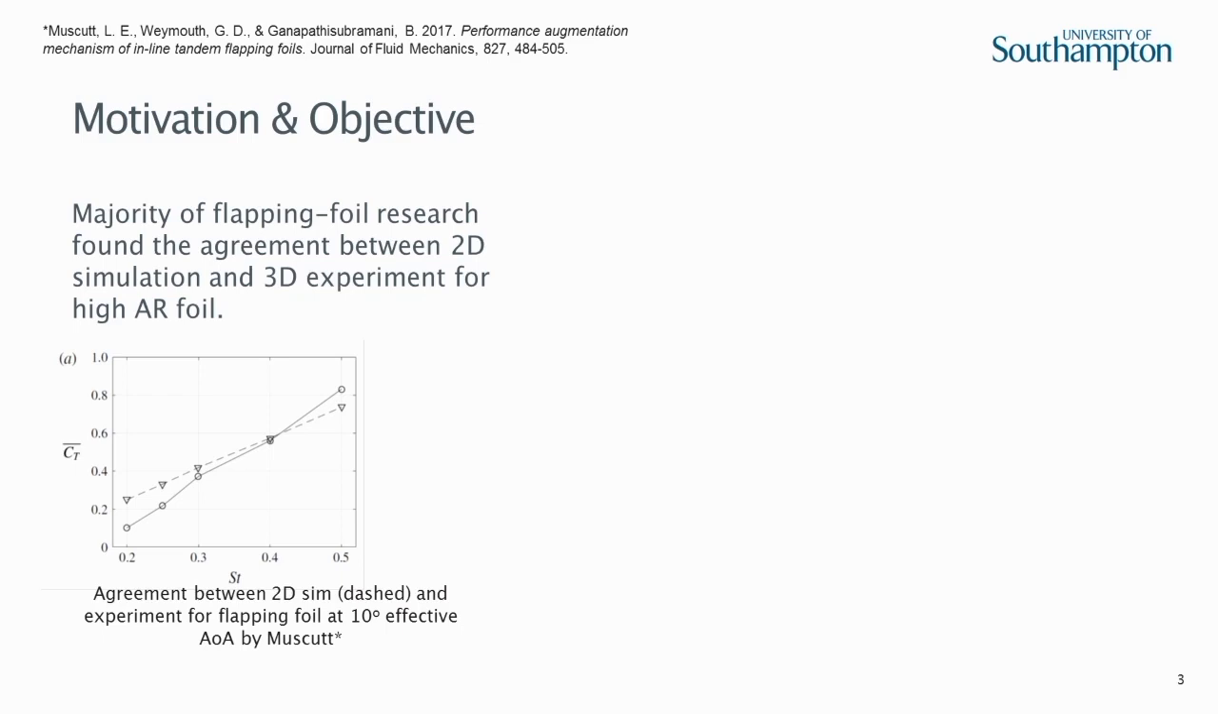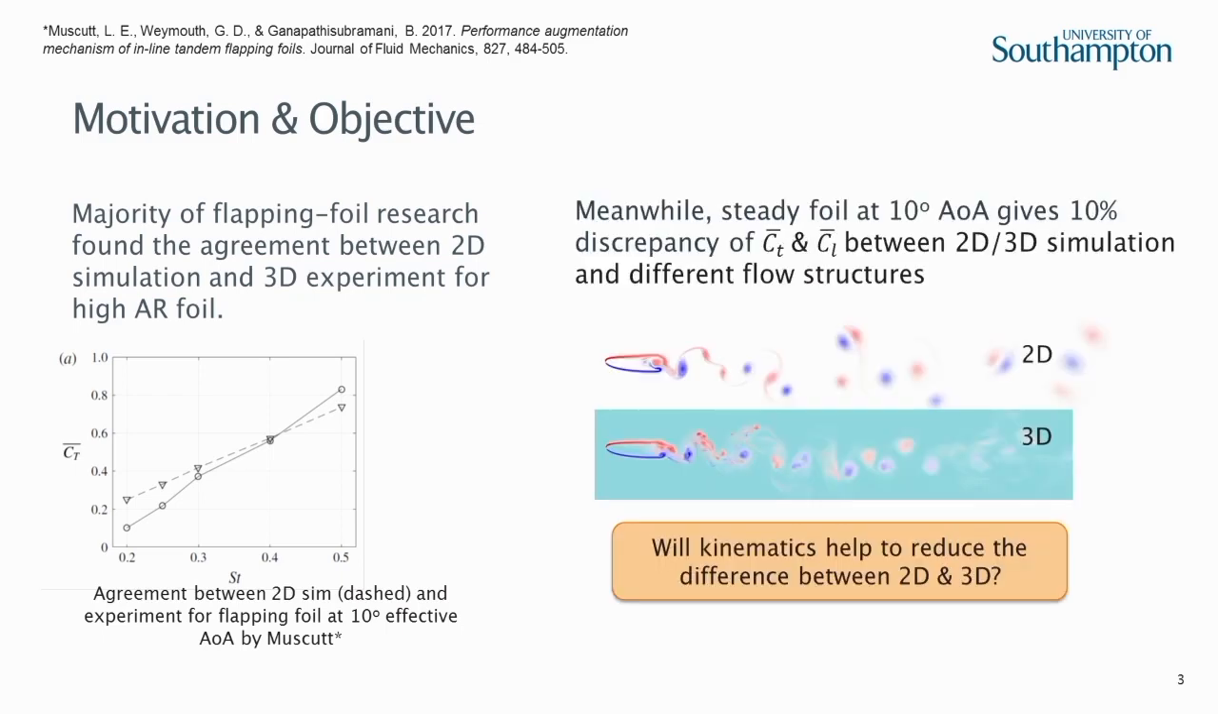This experiment uses a 10-degree effective angle of attack. But when I compare a steady foil, Professor Luc is doing a flapping foil at 10 degrees effective angle of attack, while I am doing steady simulations at a 10-degree angle of attack, it gives very different flow structures, and there's a 10% discrepancy between the coefficients of thrust and lift. So a big question here: will the kinematics help to reduce the difference between 2D and 3D simulations?